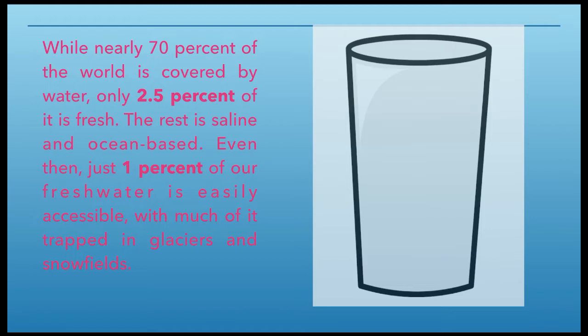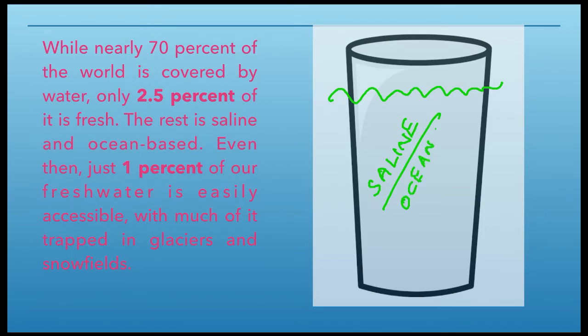Now, to make it simple, let us consider this glass is full of water, and this water is what is present on earth. Now, if this is the quantity of water that is present on earth, then up to here, whatever water is there, it is all saline. That means it is not fit for drinking. You will find it in oceans and seas, and not at all fit for drinking.